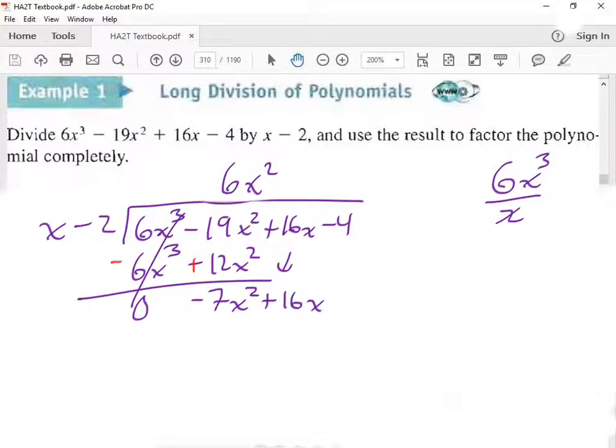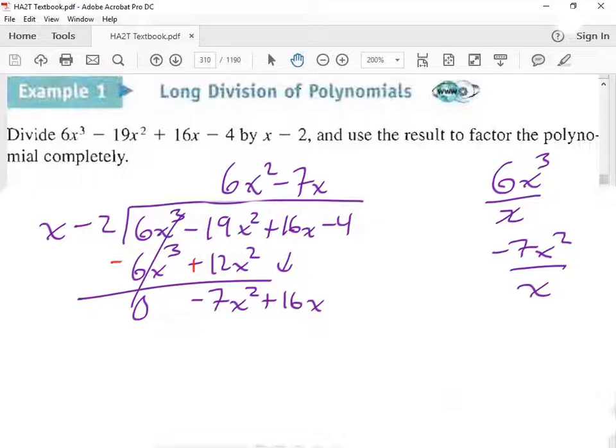Now we're just going to repeat the process, do the same thing until we have nothing else to bring down. I'm looking at the first terms. We got negative 7x squared, and we're going to divide that by x. So we're going to do the same thing as we did before, but this is what I'm doing in my head. You don't have to write it out like this. And I divide it. I get negative 7x.